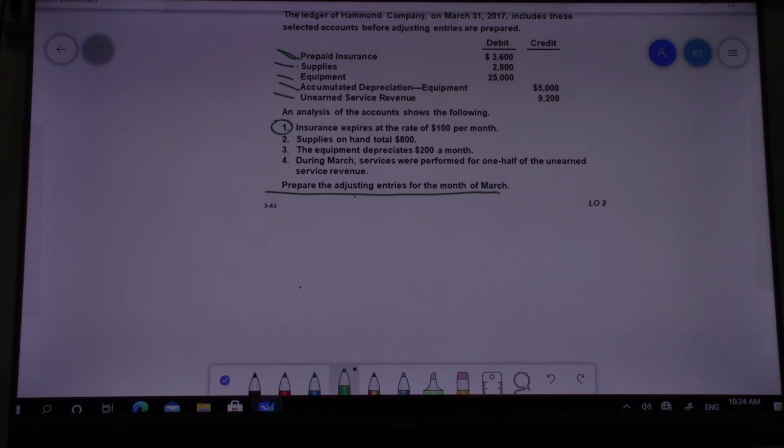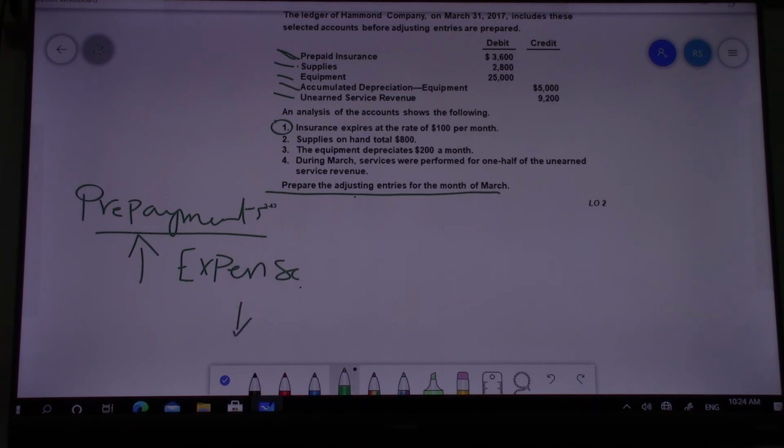So in order to prepare adjusting entry, now we are talking about prepayments, and we have stated before that the adjusting entry for prepayments is to increase or to debit expense, and at the same time you should decrease asset. Based on number 1, when should you recognize expense? When this expense expires, and we are given that at the end of March, insurance expires at a rate of $100 per month. In this case, we can perform the adjusting entry.